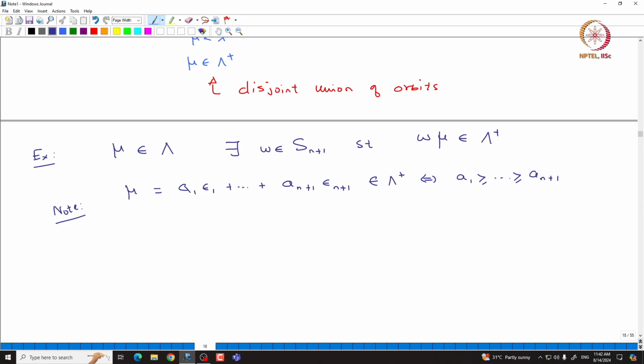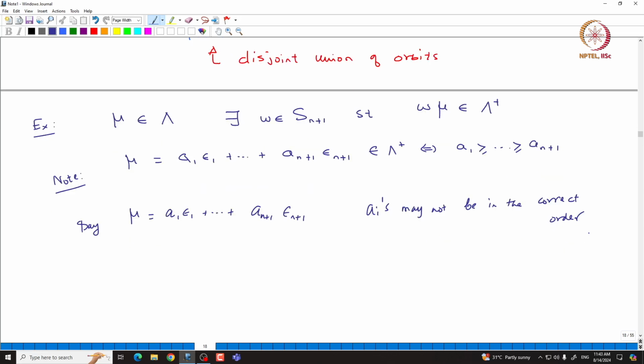So, now if I start with some mu, say mu equal to a_1 epsilon_1 plus etcetera plus a_{n+1} epsilon_{n+1}, these a_i may not be in the correct order.